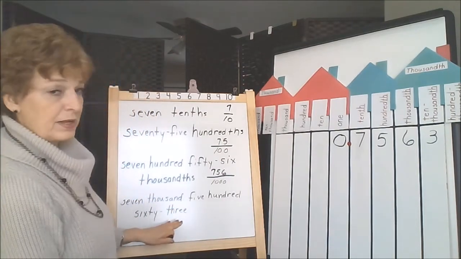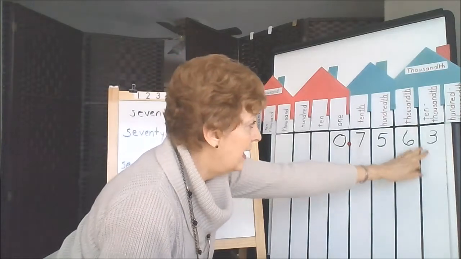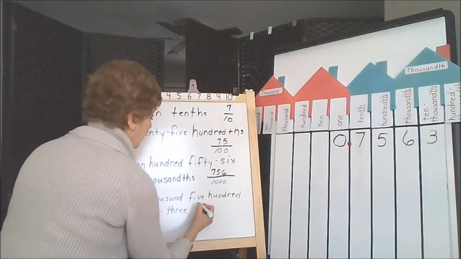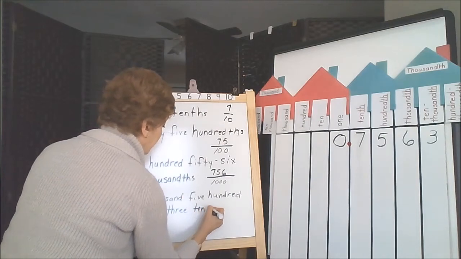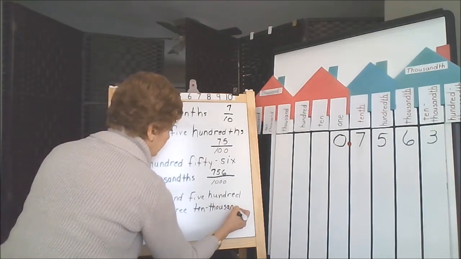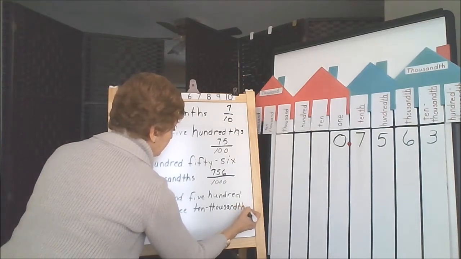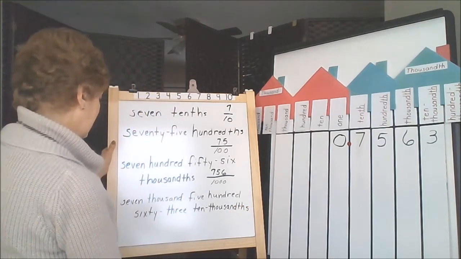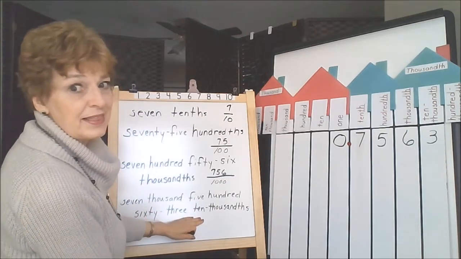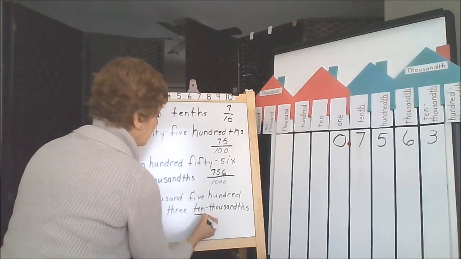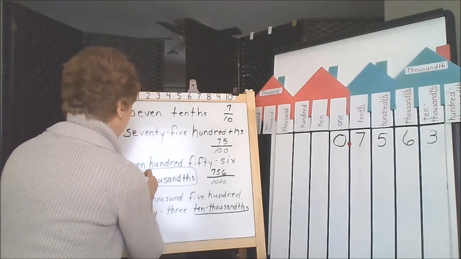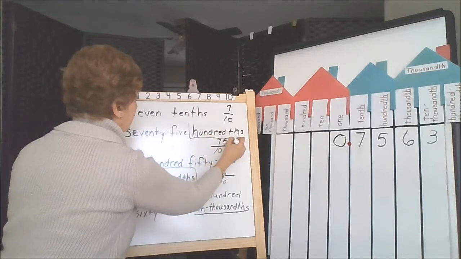Okay, now we're going to look for the column's name. Now it's in the ten-thousandths column. So here's the label, ten-thousandths. 7,563 ten-thousandths. This is the column label. This is the column label. Here's our column label.